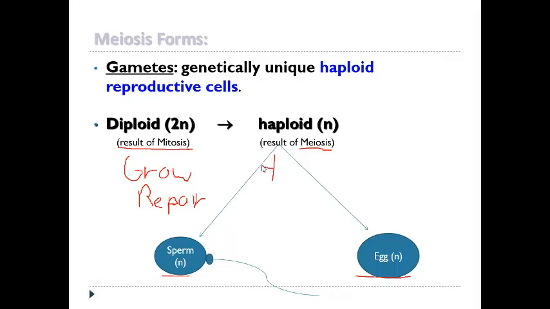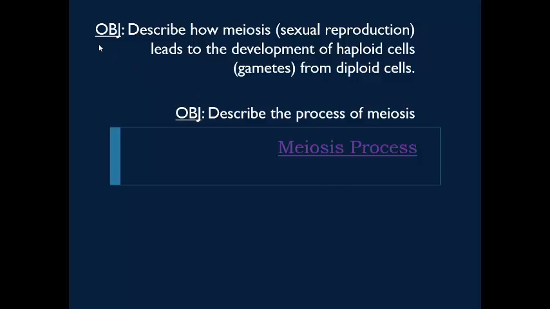In the case of humans, those cells have 23 chromosomes because we actually have that set we have in all of our other cells. So moving on, we want to describe how meiosis, sexual reproduction, leads to the development of haploid cells and gametes from diploid cells. So we want to describe this process. Like mitosis, meiosis has different phases. So we want to describe those and what's happening to get a better idea why the result that is created is made, which is these sperm and egg cells.